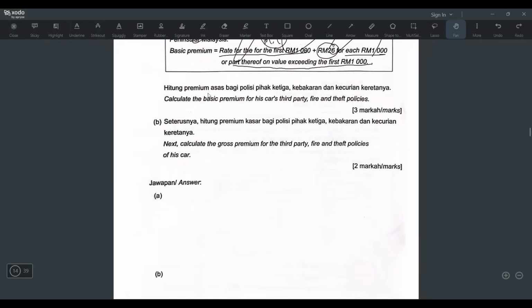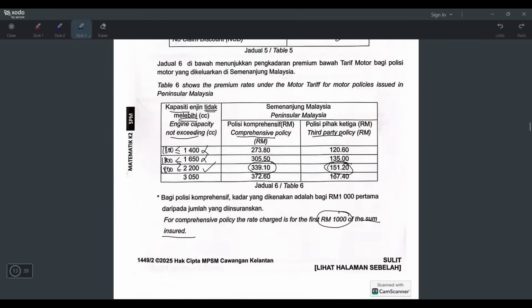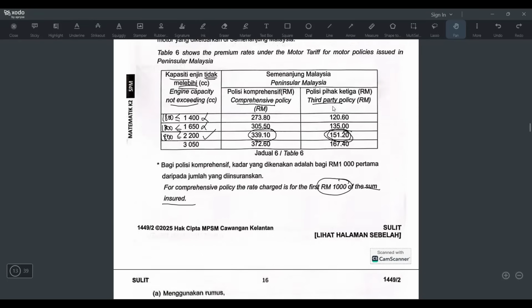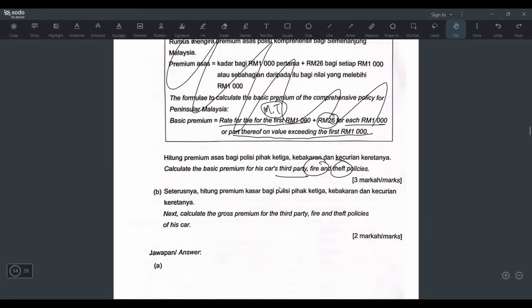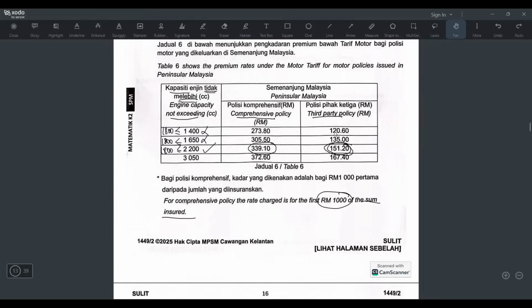Alright, so now let's do A. Calculate the basic premium for his car third party fire and theft policy. Okay, I hope none of you go to the motor tariff and you write 151.20 for the basic premium. Please don't do that. Some students do it like that because they see the word third party and then they go and tengok third party here. No lah guys. This is third party fire and theft. Yang dekat motor tarif is third party. Dia tak sama. Third party and third party fire and theft is not the same thing.